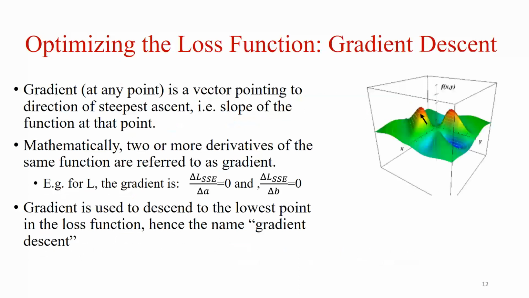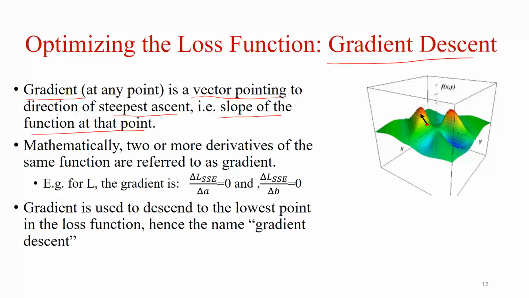Okay, so what do we do then? Well, practically speaking, we use something called gradient descent. Let's do a definition here. What's a gradient? A gradient at any point is a vector pointing in the direction of the steepest ascent. So for example, look at this point here, this vector which points upward to the summit. This is called the gradient, which turns out to be the slope of the function at that point.